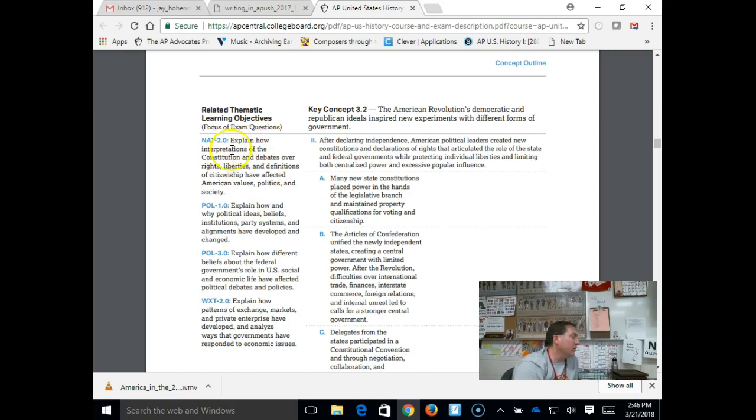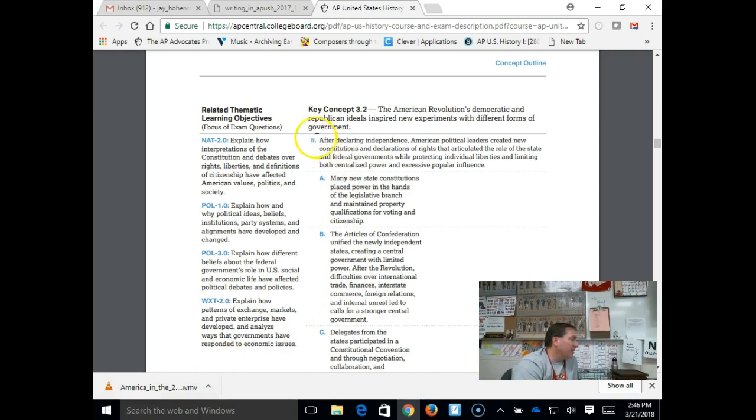But this is also where you get into the debate of strict versus loose constructionism. So they want you to remember that debate between Hamilton and Jefferson is still around nowadays. They want you to understand how our political ideas develop, how our federal government develops, and they also want you to understand how capitalism is going to be developing during this time period.